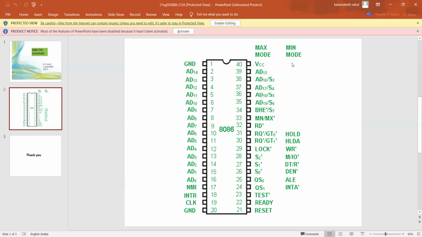The READY pin is an active high pin. When it is active, it indicates that data is ready to be transferred. The RESET pin is an active high pin. When it is active, all the registers are emptied and set to their initial state.